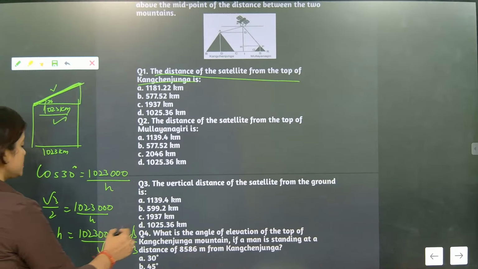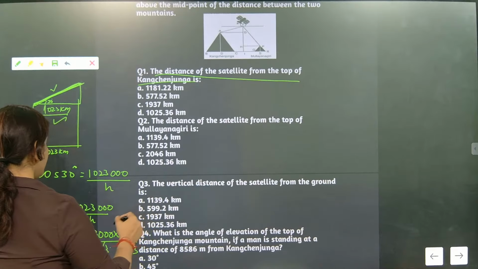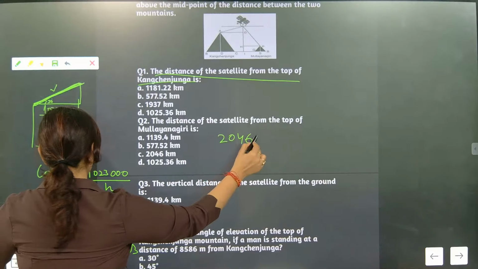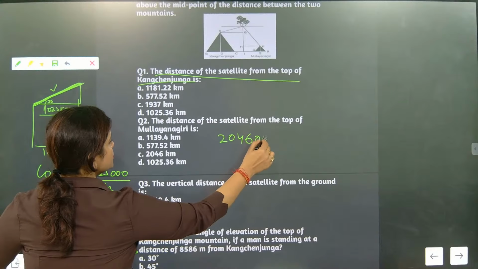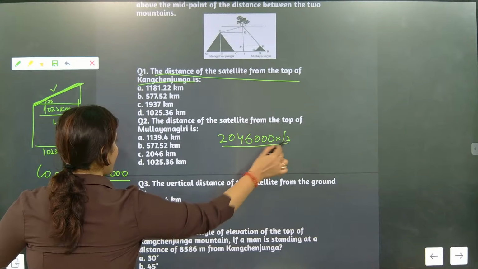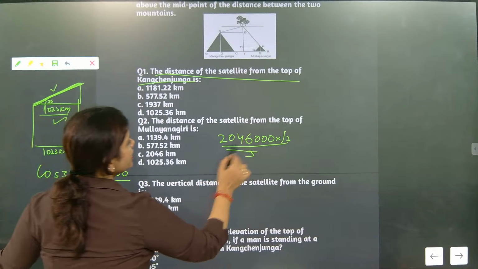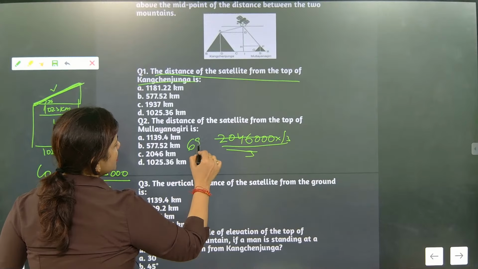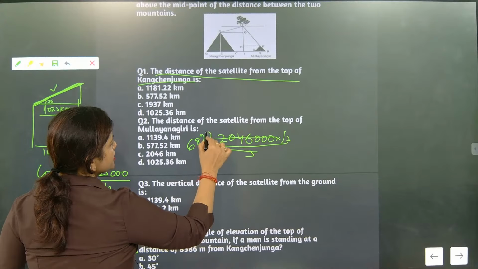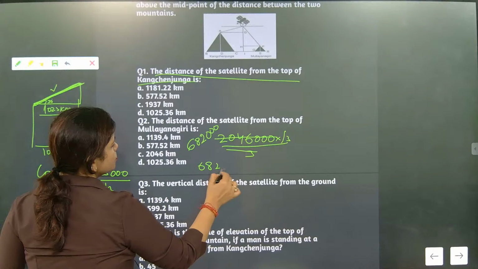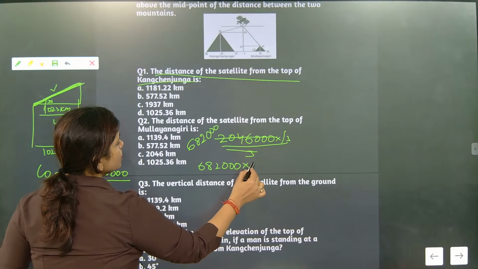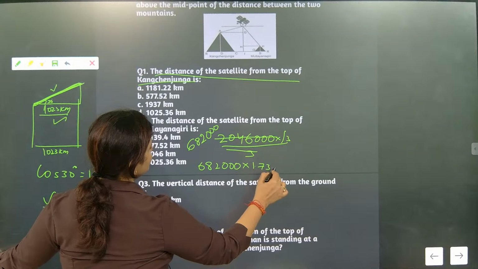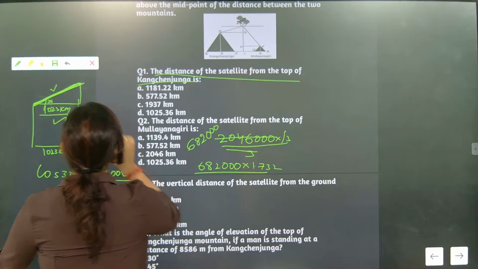So here it is coming as 2 will multiply. 2 3s are 6, 2 2s are 4, 0, 2,000 into root 3 by 3. Because 3 will come, so here 3 6s are 18, then 2 4s, 3 8s are 24, 3 2s are 6, 000. So 682,000 into 1.7, how much they told to take? 1.732 we will take. So definitely the answer will come with 1.732.